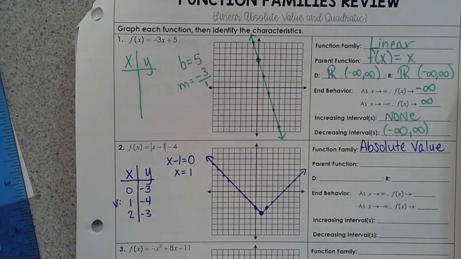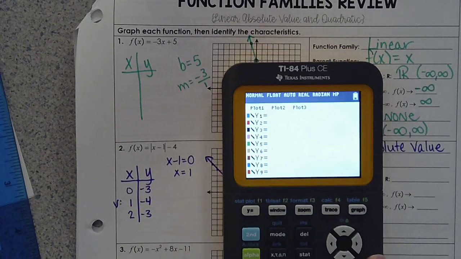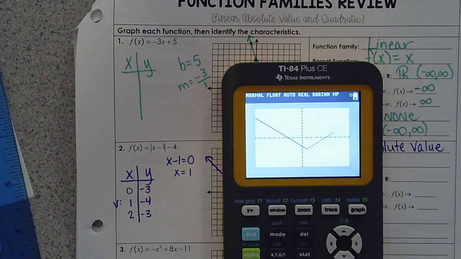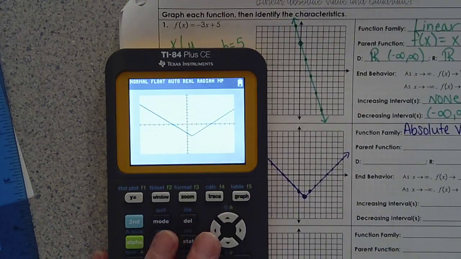Okay, there's my graph. And this is another one that I can check in my calculator. I want the absolute value of x minus 1 minus 4. And let's just make sure that our graphs look similar, and they do.